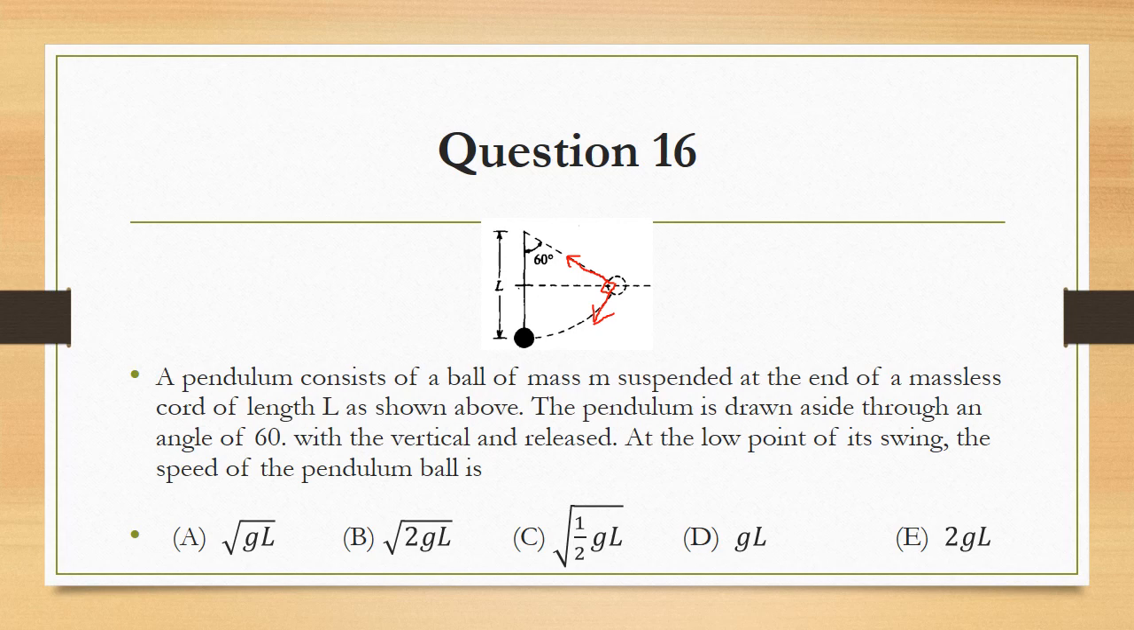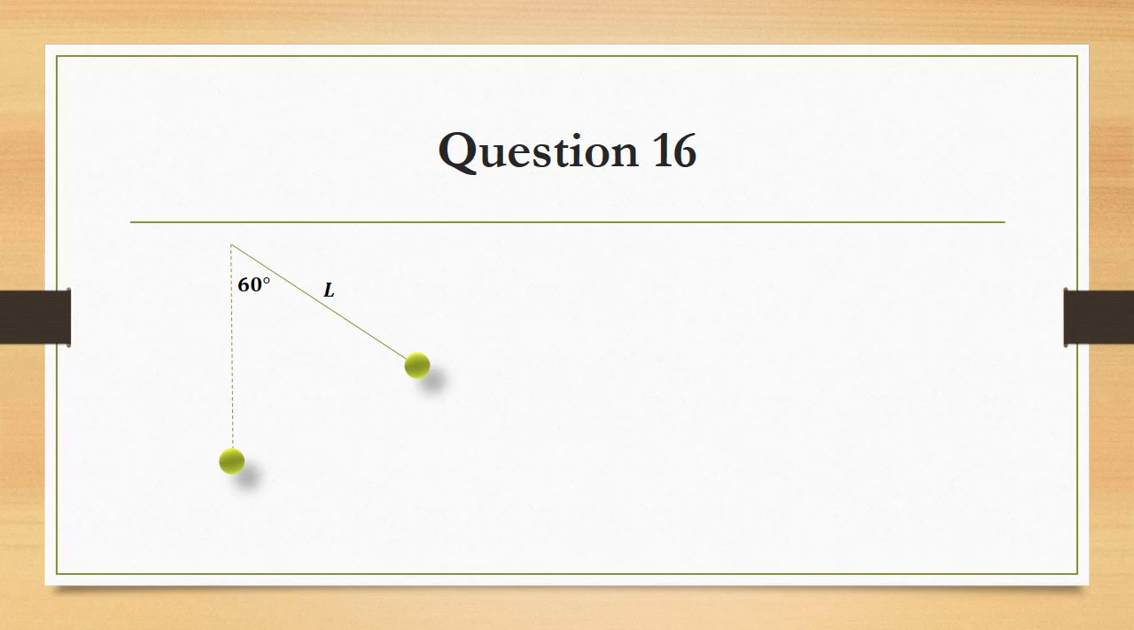Probably either circles or energy. Let's first just figure a few things out. We know the ball starts at some height. We don't know what height that is. And then it descends to some minimum vertical position. Let's just try to identify a few things here.